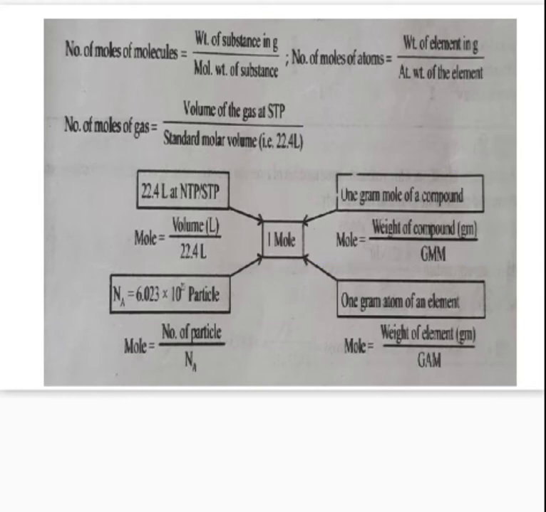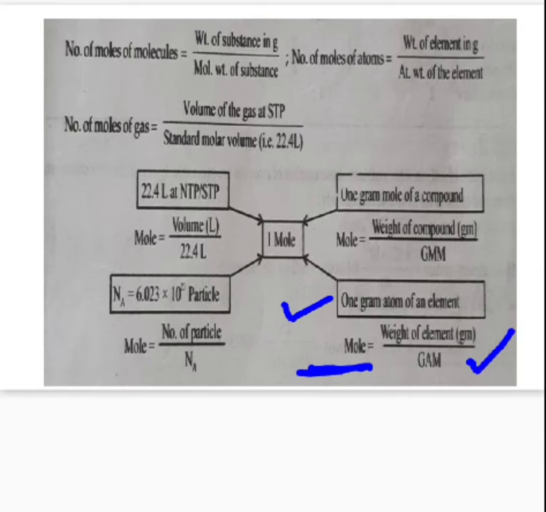The fourth concept is with reference to the gram atomic mass. So what is 1 mole? 1 mole is equal to 1 gram atom of an element. And how are you going to find out the number of moles? It is equal to the weight of the element in grams divided by the gram atomic mass.